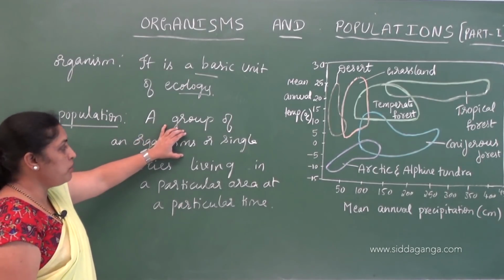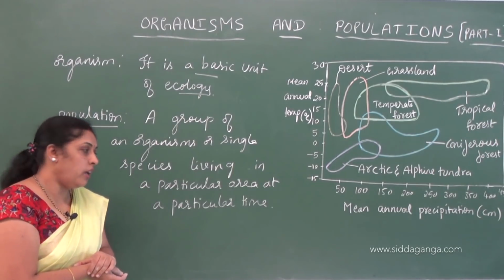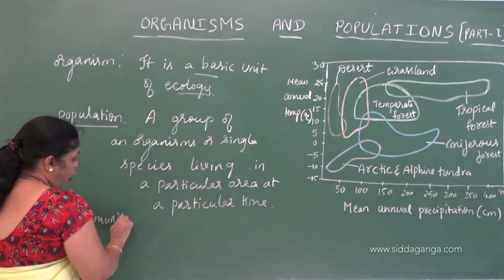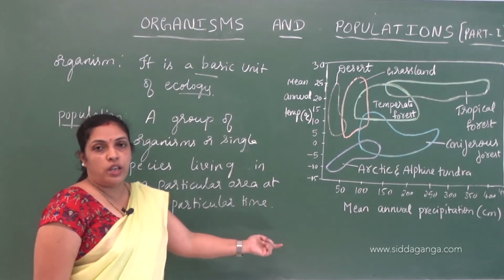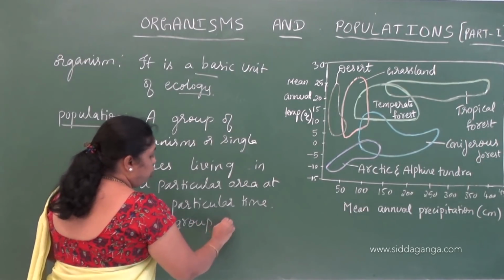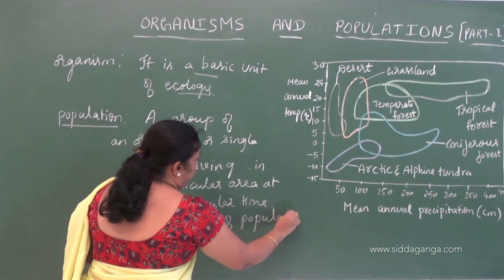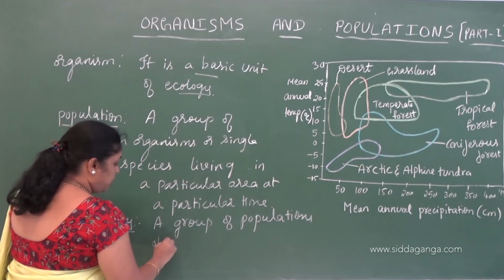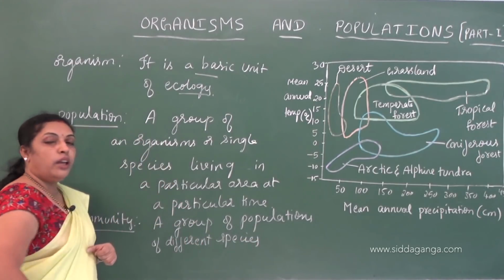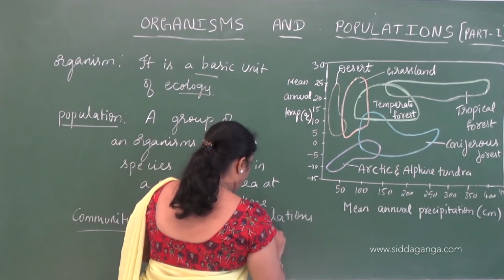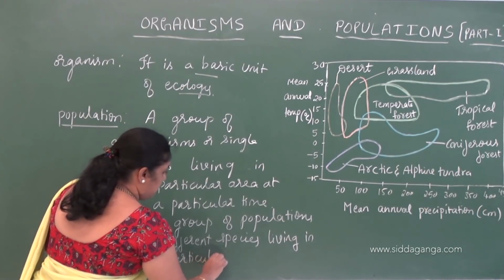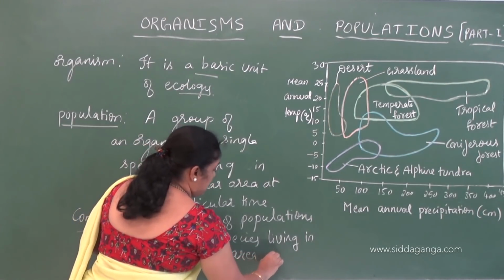A group of organisms of a single species living in a particular area at a particular time is nothing but a population. Then community. Community means a group of different populations. A community can be defined as a group of populations of different species living in a particular area at a particular time.